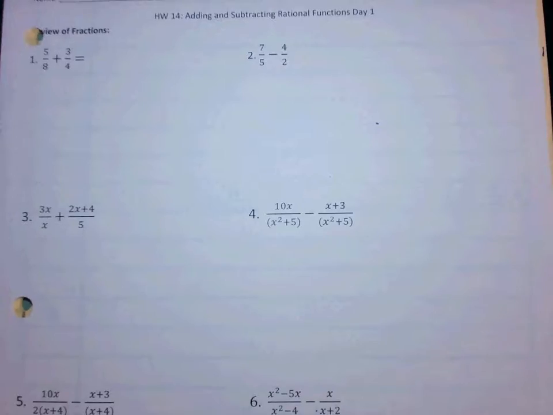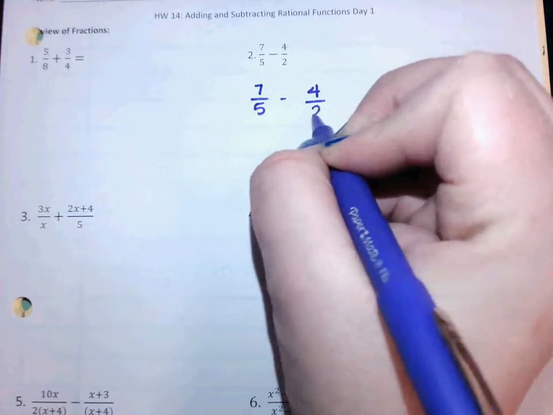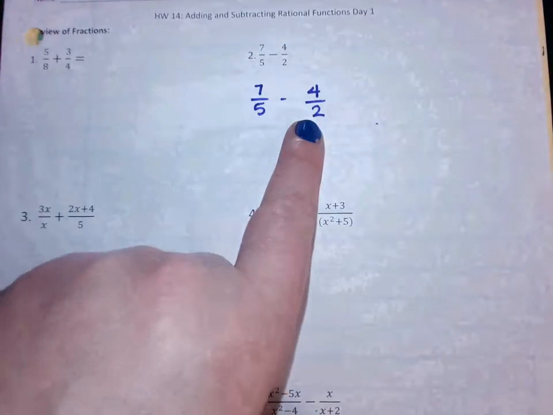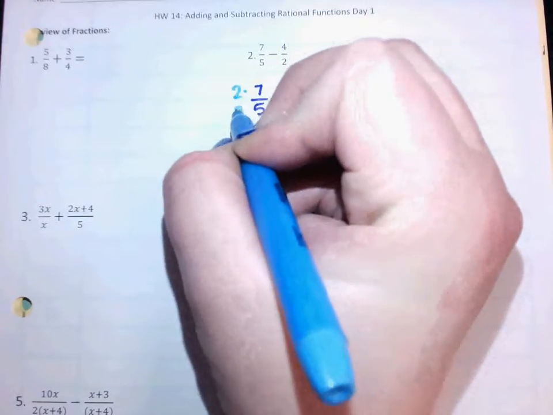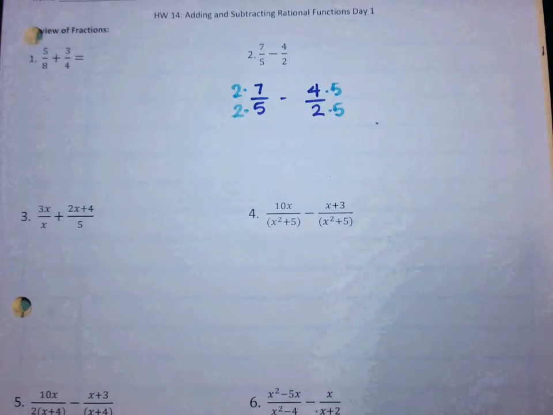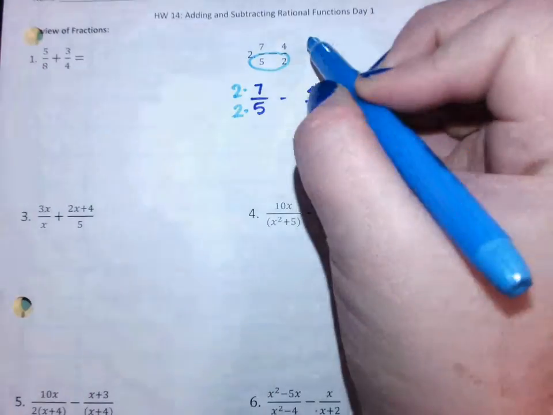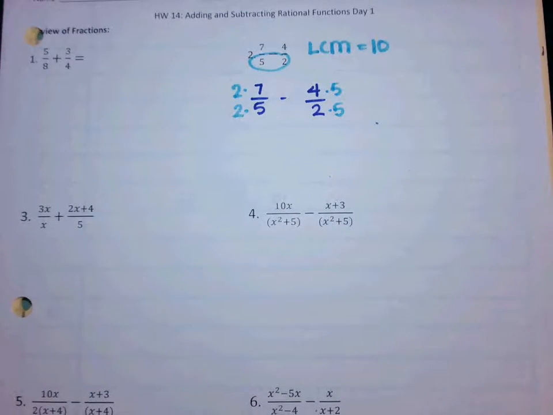Okay, do they have the same bottom on number 2? No, we're going to have to fix it. So if this is a 5 and this is a 2, I can't make them match each other unless I change both of them. What is 5 and 2's least common multiple? Okay, I want to get a 10. Very good. 5 times 2 gives me 10. So I'm going to times by 2 on top here. I'm going to times by 5 on bottom here. Okay, and then I'm going to put over here LCM equals 10. Because that's the least common number that they can both multiply to.